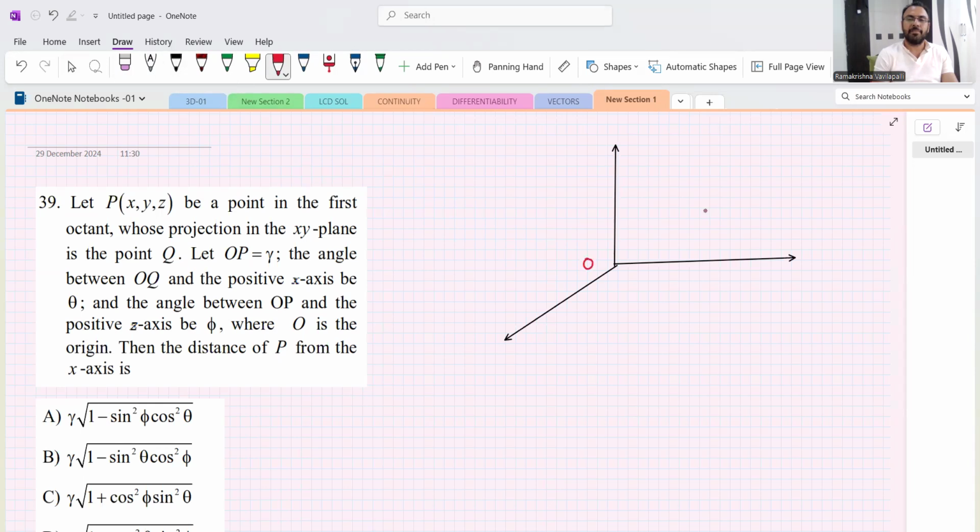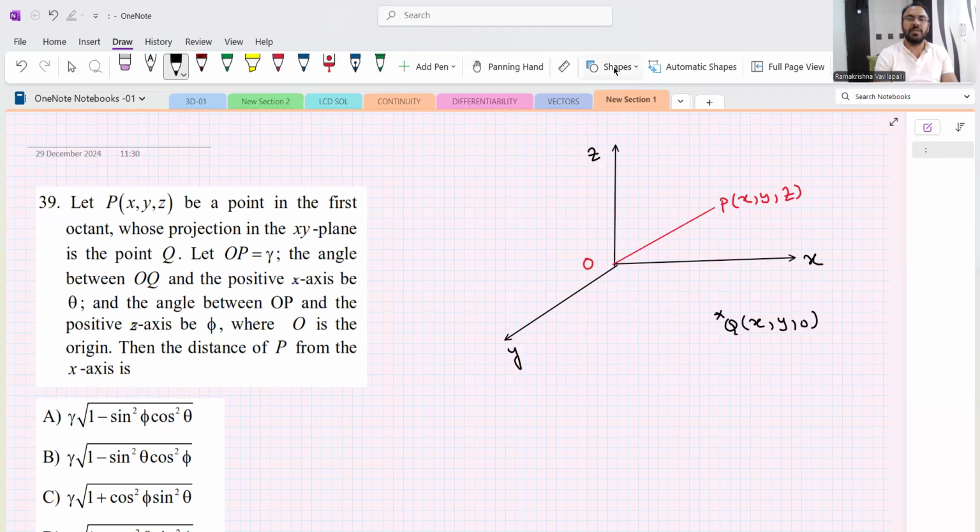Let P(x, y, z) be any point in the first octant. All are positive. Now the foot of perpendicular, the projection. Projection is nothing but foot of perpendicular in the xy plane, call it Q. So what is the foot of perpendicular? Foot of perpendicular is Q. So this lies in the xy plane.